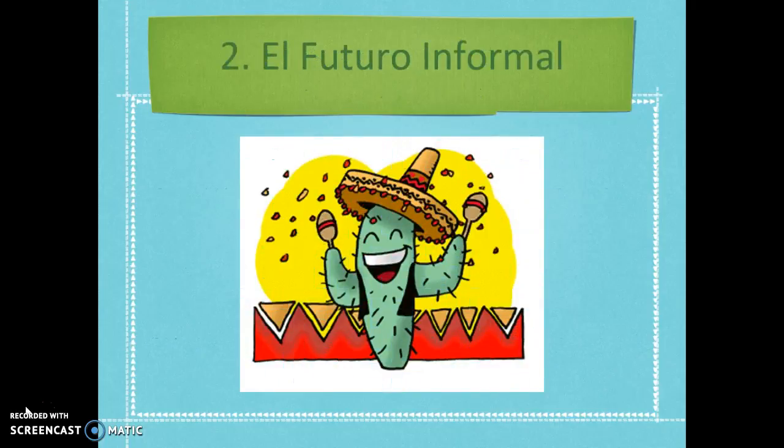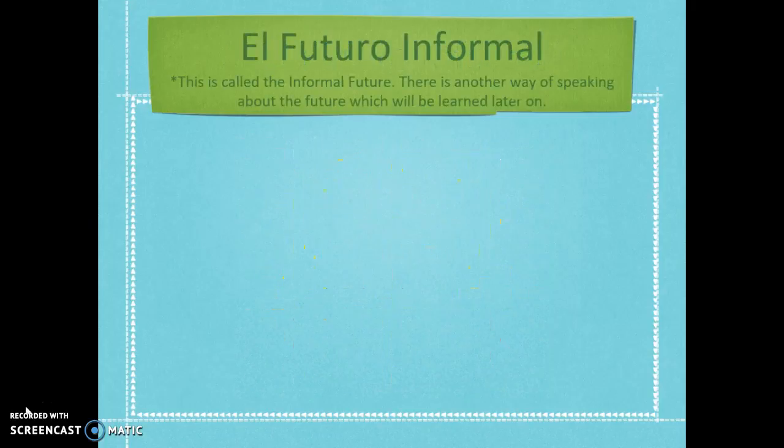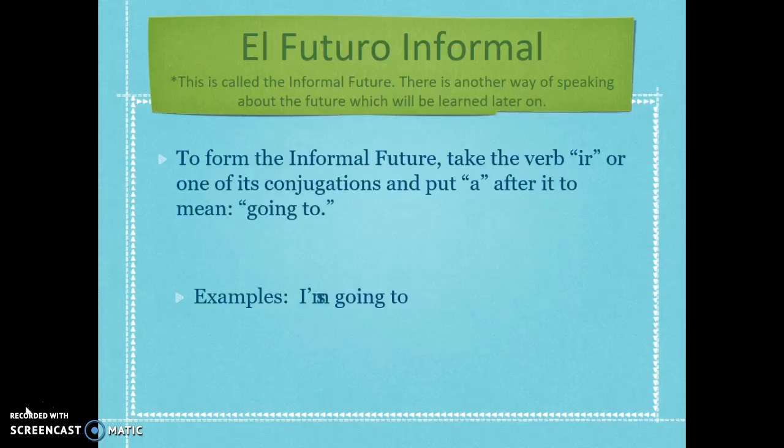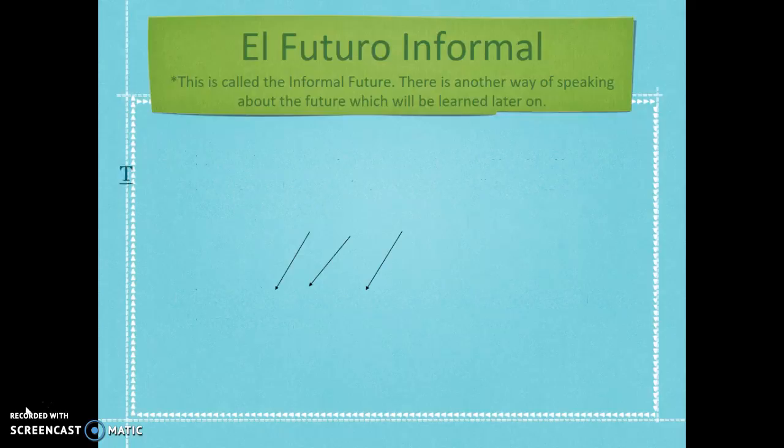Alrighty. Point number 2 that we're going to be talking about on this video is el futuro informal, so the informal future. This, again, is called the informal future. There's another way of speaking about the future, but we're going to learn that later on. So let's talk about how to form it. To form the informal future, take the verb ir, or one of its conjugations, and put a after it to mean going to. For example, in English we say, I'm going to school. You're going to laugh, so on and so forth. So in Español, what does that look like?